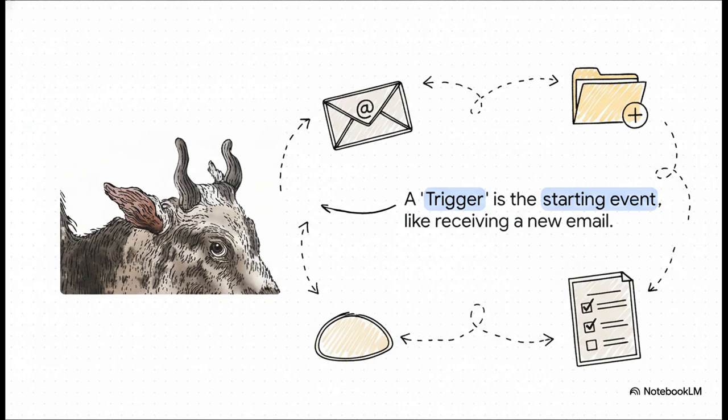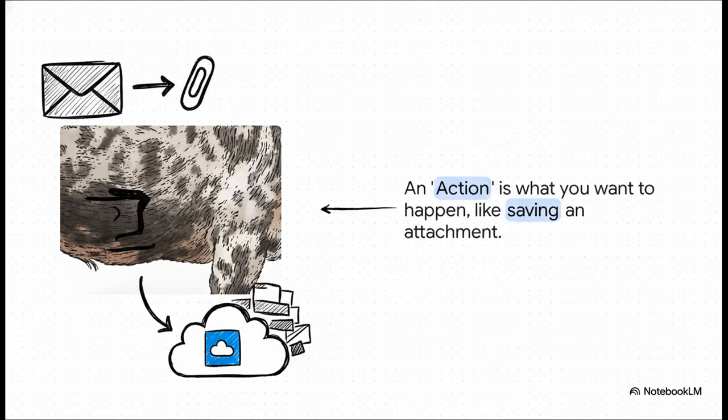All right, first up is the trigger. Think of this as the starting pistol for your automation. It's the event that kicks everything off. So it could be something like receiving a new email, or maybe a new file gets added to a folder, or someone submits a form. This is the if this happens part of our little recipe. So if the trigger is the cause, then the action is the effect. It's what you actually want to happen next. This is the then do this part. So using our example, if the trigger is that new email arriving, the action could be to automatically save its attachment right into a specific OneDrive folder.